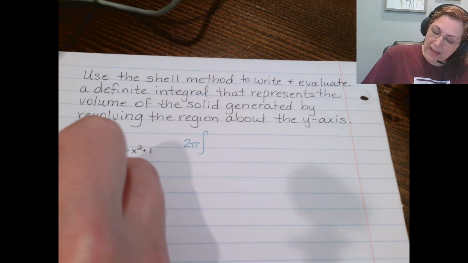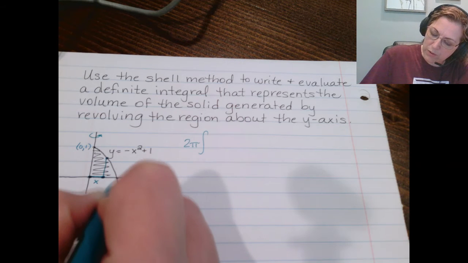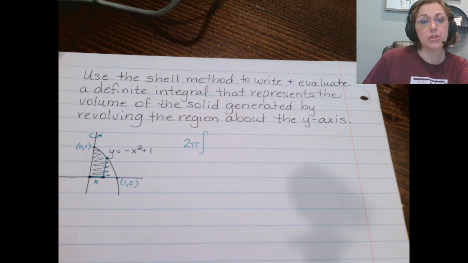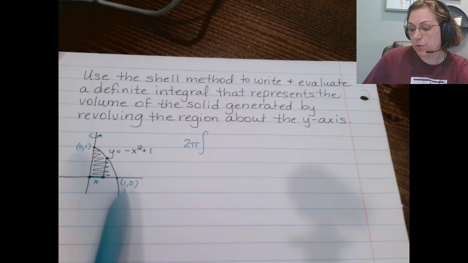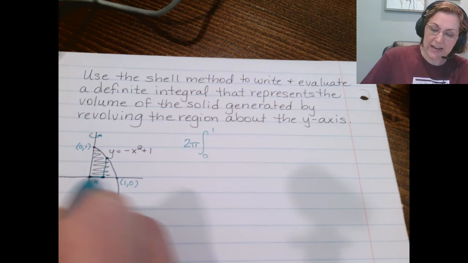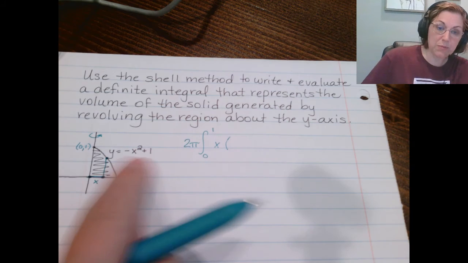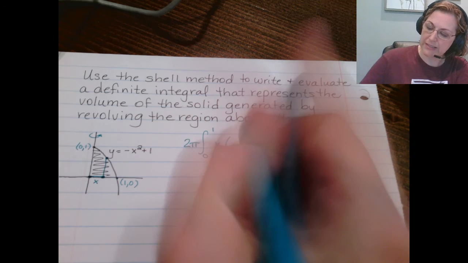We do have intersection points here. This is 0, 1, and this is 1, 0. So we're doing this in terms of x, so we're going from 0 to 1. My radius would be x, and my height would be my curve minus 0.